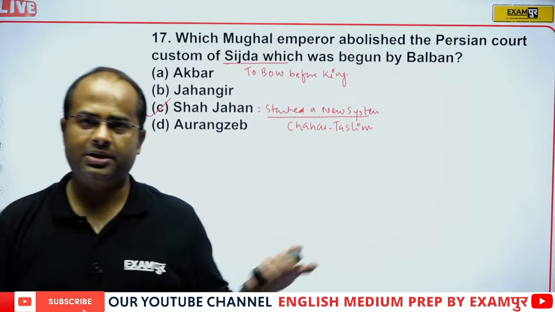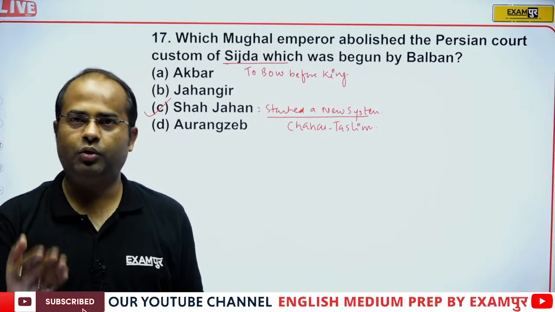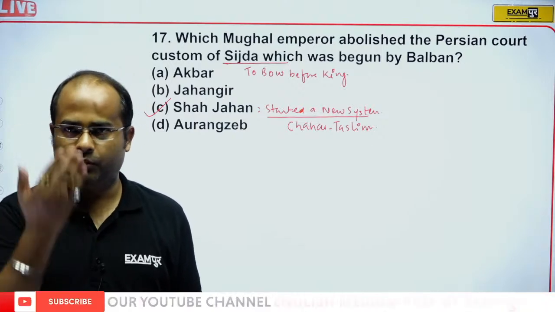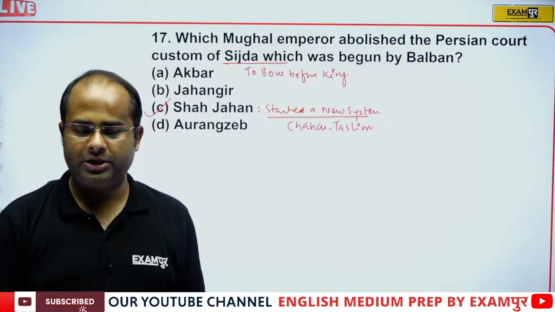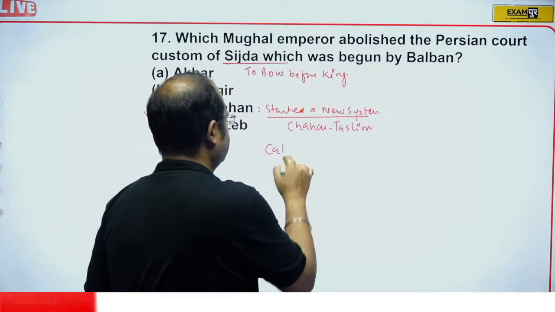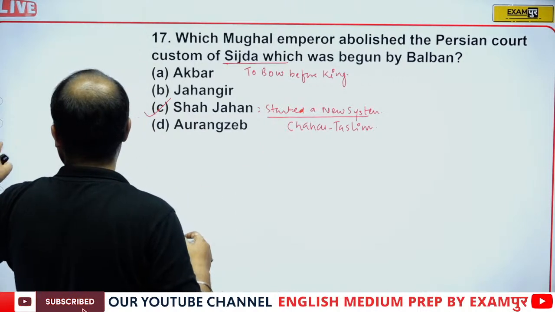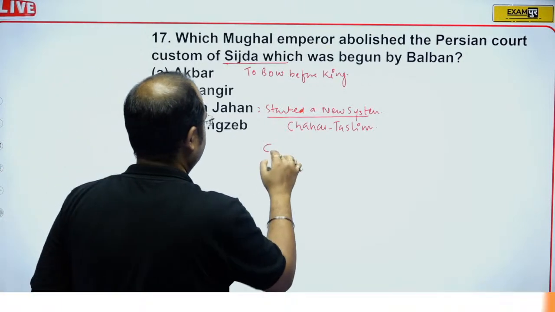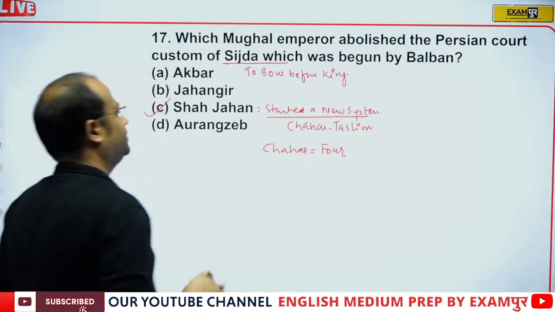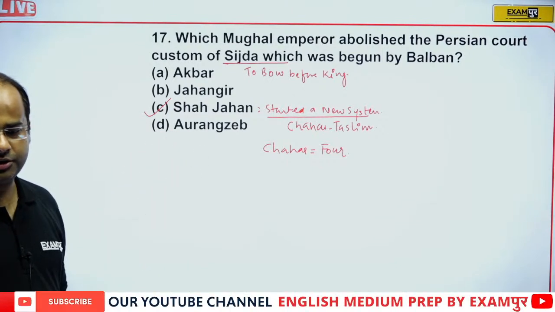Shah Jahan ended this sajda system and started a new system called Chahar Taslim. That means you have to do Taslim four times. Chahar means 4. So you have to bow like this four times before the king. That is called the Chahar Taslim system. Therefore, the correct answer will be option C, that is Shah Jahan.